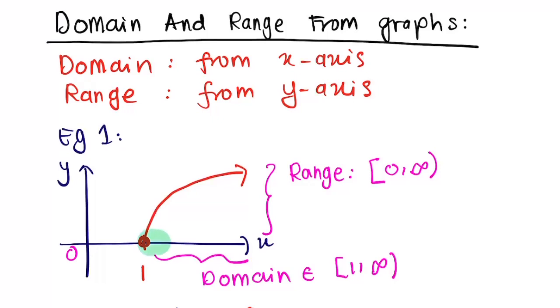So domain is 1 until infinity. 1 is included. How about the range? Let's look at the range from your y-axis. So the graph started here. So your range is from 0 included up till infinity.